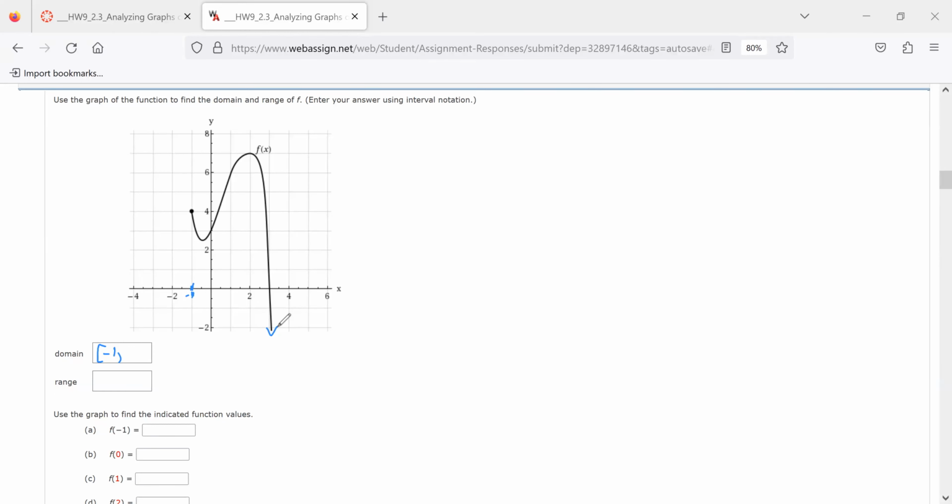So if it doesn't have a stopping point, then it's usually assumed or denoted with an arrow that it keeps going. Never put brackets on infinity though. Infinity is not a number, it's a concept. So you can't include it. Range.